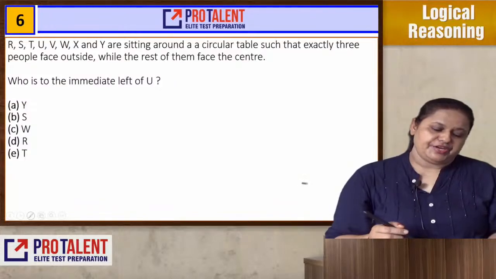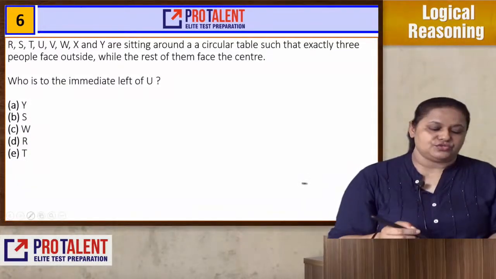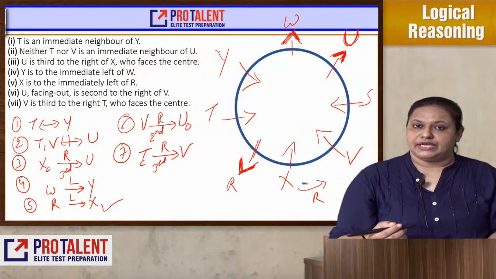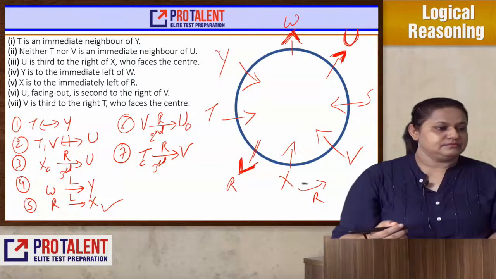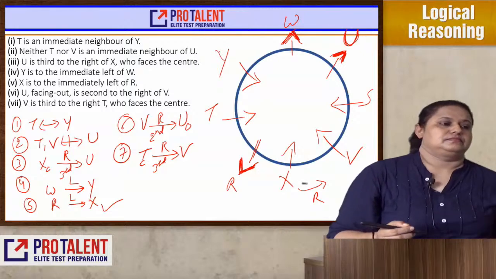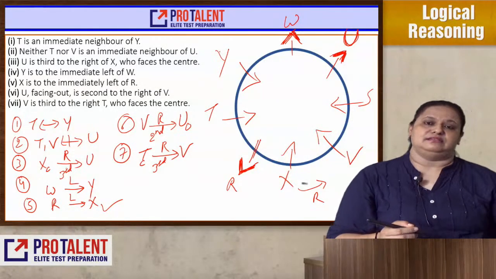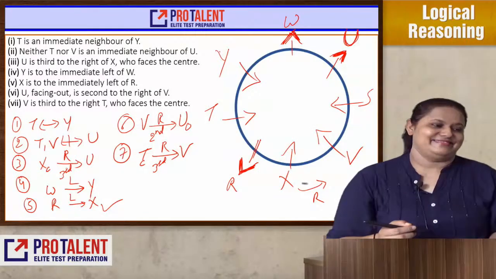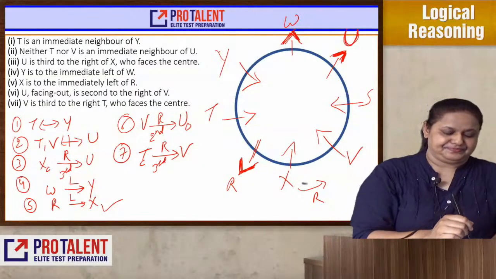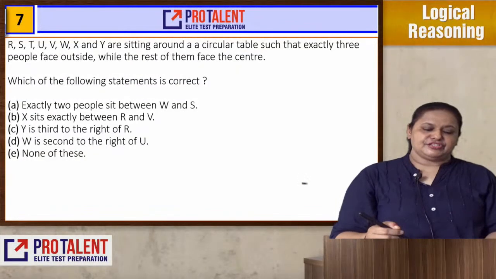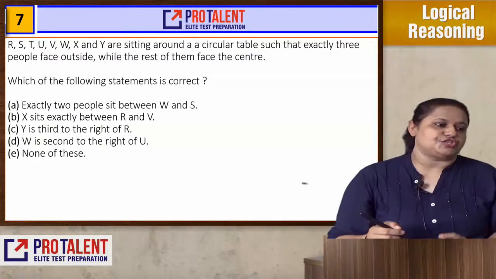So R, S, T, U, V, W, X and Y are sitting. Who is to the immediate left of U? What will be the answer? In fact, I find such questions, where more conditions are given, easy, because it's easy to set. Alright. And which of the following statements is correct? So answer this question.